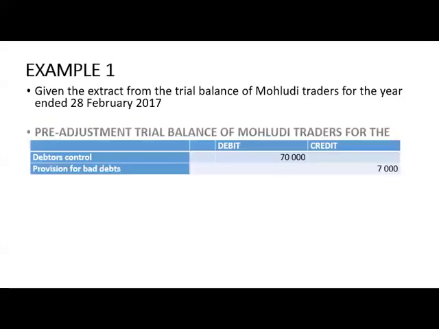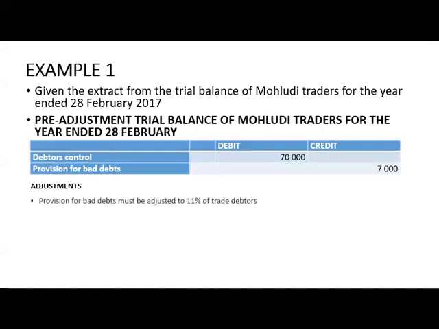Let's apply it in this example here. Provision for bad debts that is given to us in the trial balance is 7,000, right? And they said provision must be adjusted to 11% of trade debtors. They have different ways of saying this. They'll say it's 11% of trade debtors. Sometimes they'll say it's 11% of good debtors. So all of that is the same thing. It means that that is our debtors control. Whatever debtors control balance we have, we are going to calculate the final provision for bad debts based on that value. That's what they're saying to you.